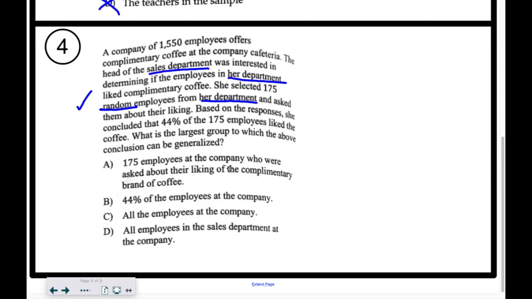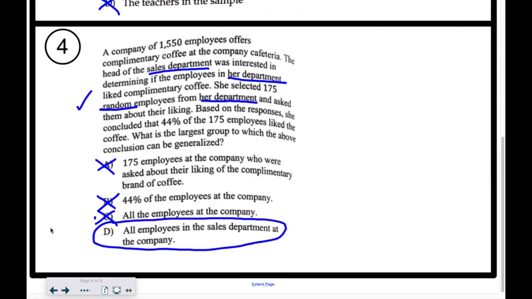So the 175 who were asked, it definitely can be generalized to them, but that's not the largest group. 44% of the employees at the company, not the whole company, because we only took it from the sales department. All employees at the company, again, doesn't really make sense. So it's got to be D, because the sales department, all the employees in the sales department, that's where the random sample came from. So wherever we collect the random sample from, that is what the results can be generalized to.